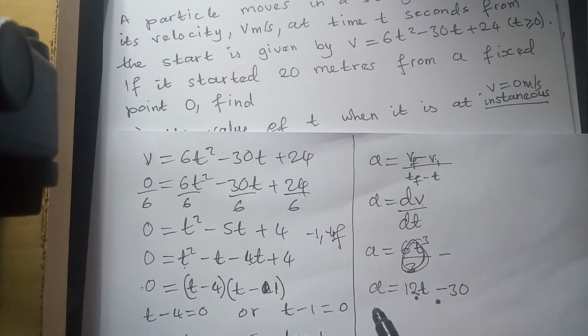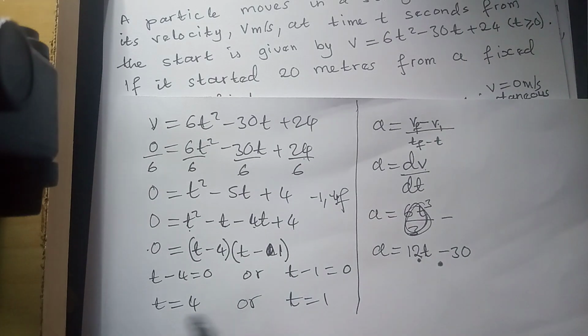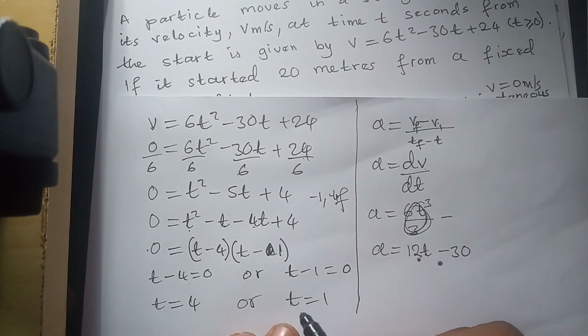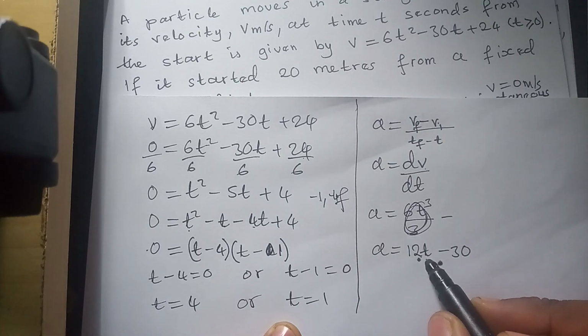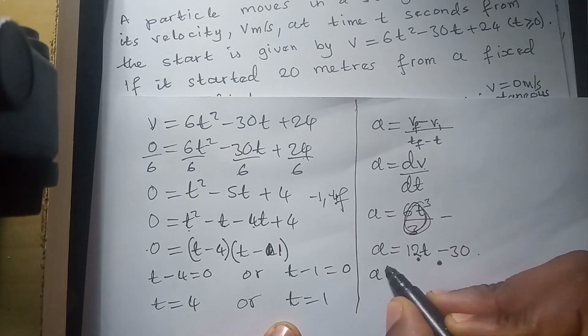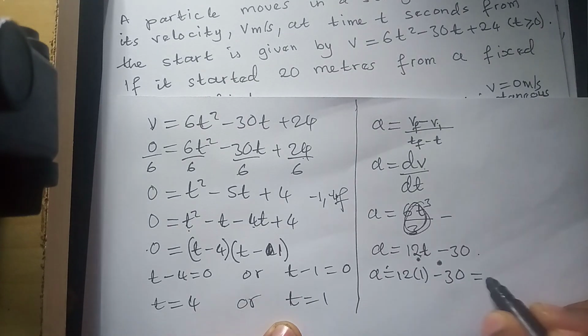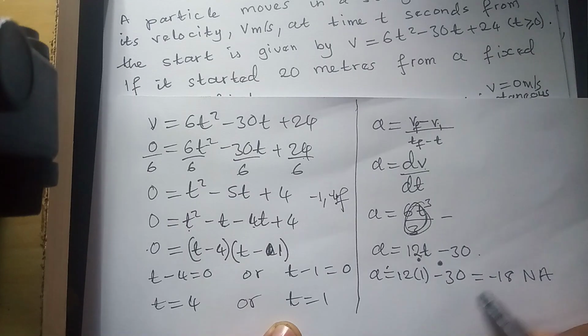So to find the positive acceleration, you can simply use these t values. Now if I use this t in there, notice that this is less than this. So if I put my 1 here, I'll get negative 18. So this one will be rejected.